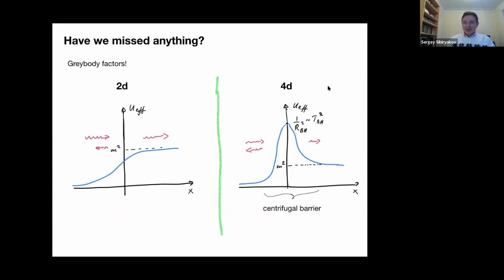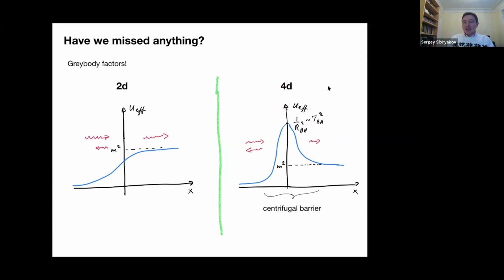We forgot something in this toy model, which is kind of natural for 2 dimensions. It lacks one important feature, which we have in 4D, and this is the existence of the potential barrier, or the centrifugal barrier, which separates the near-horizon region from the asymptotic infinity. In my case, I just have a monotonic effective potential that doesn't have any barrier. In 4D, we have a centrifugal barrier, which is inversely proportional to the square of the black hole radius, so it is proportional to the black hole temperature squared. The smaller the black hole, the higher the barrier.